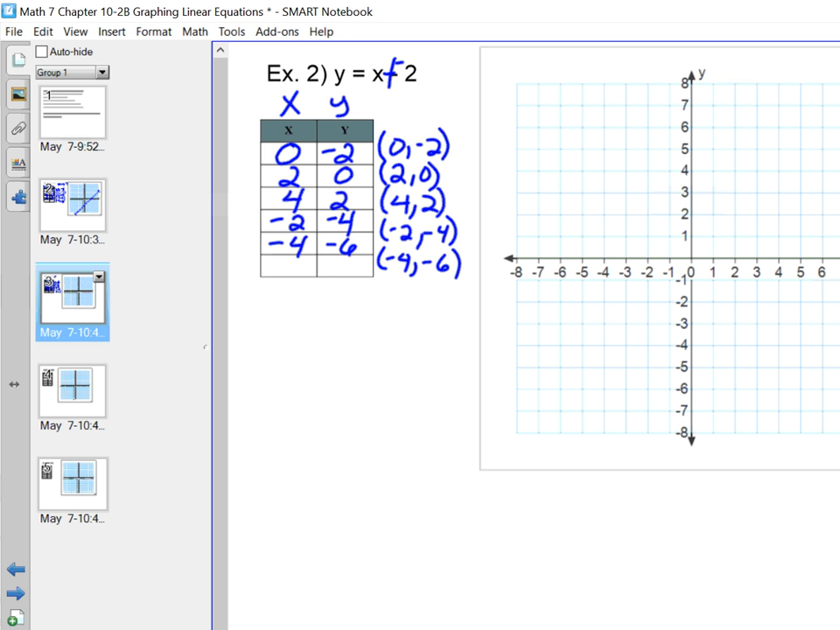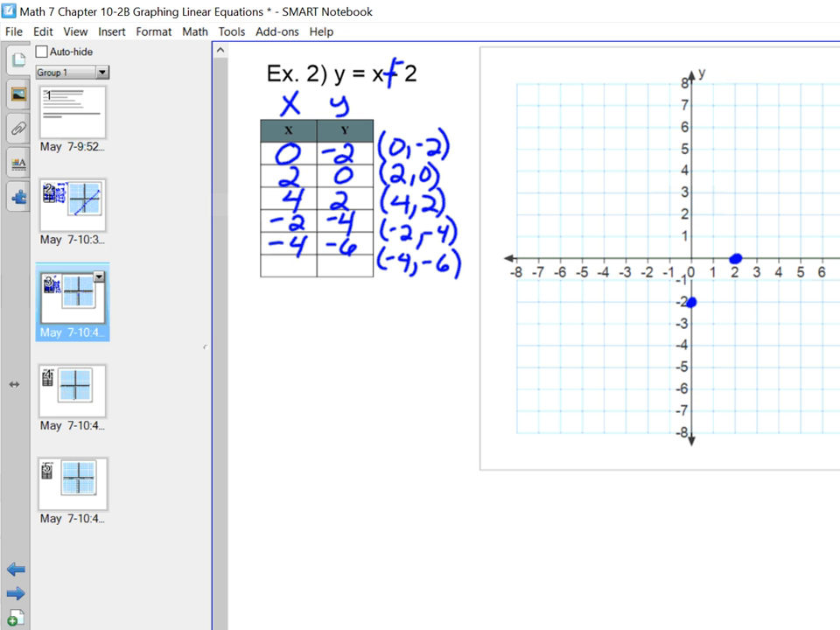I now need to graph the points. 0, -2 is on the y-axis. We call that the y-intercept because that's where it crosses the y-axis. I then have 2, 0, which is on the x-axis. And believe it or not, that's what we call the x-intercept because it crosses the x-axis.